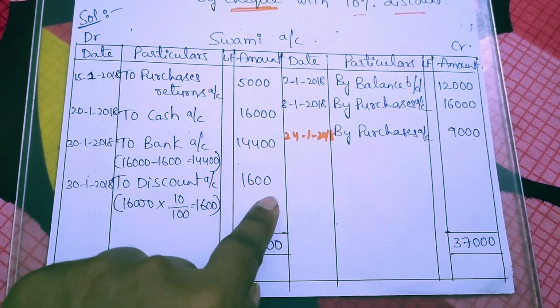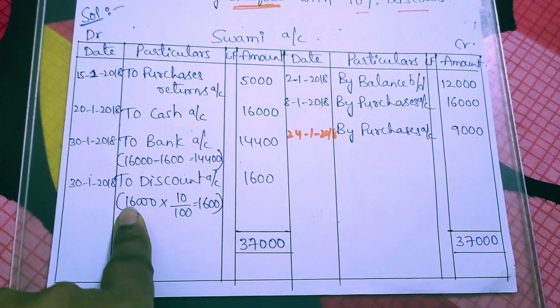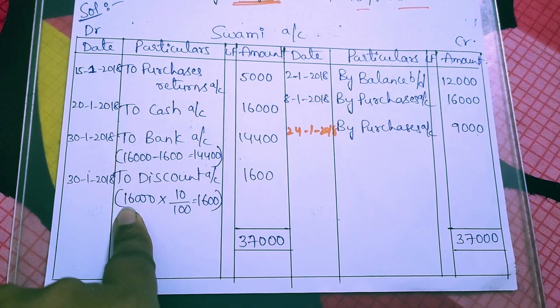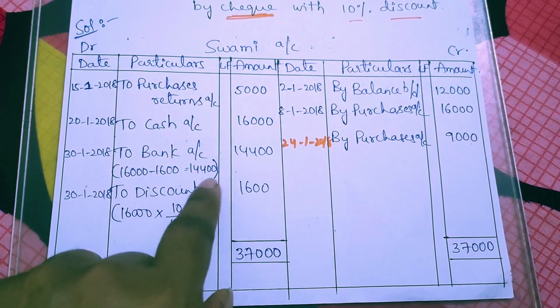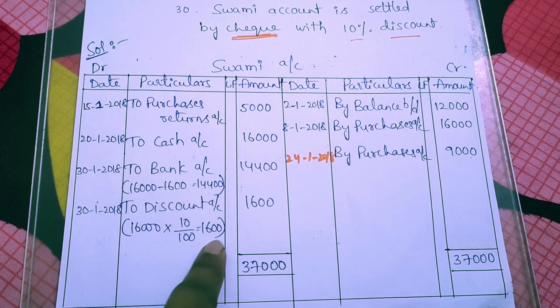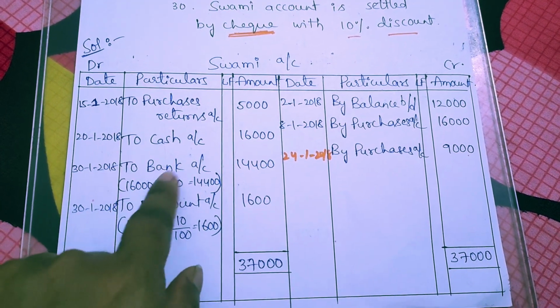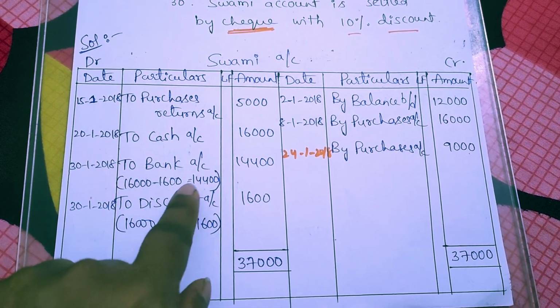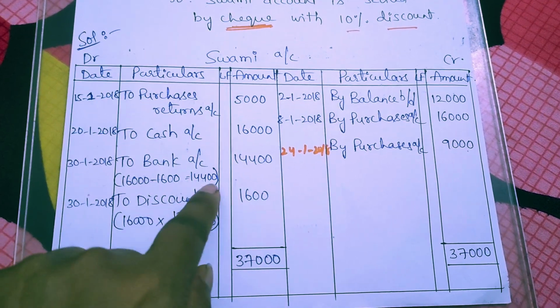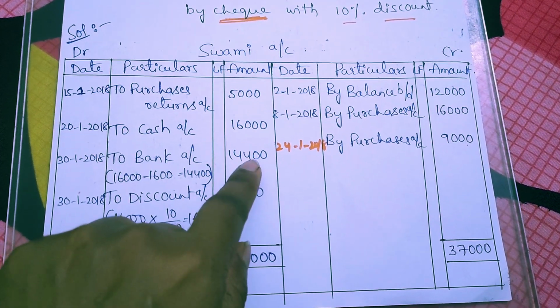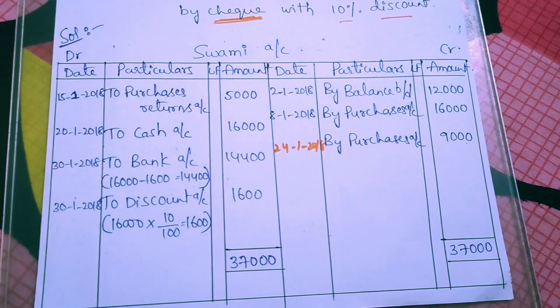The discount is 1600. How did you calculate it? The amount you get by balancing, that is 16,000, into 10% discount, so 10 by 100, 1600 you recorded here. And for bank, from 16,000 you deduct this 1600 discount, you get 14,400, that you record for bank. Okay, hope this is clear.